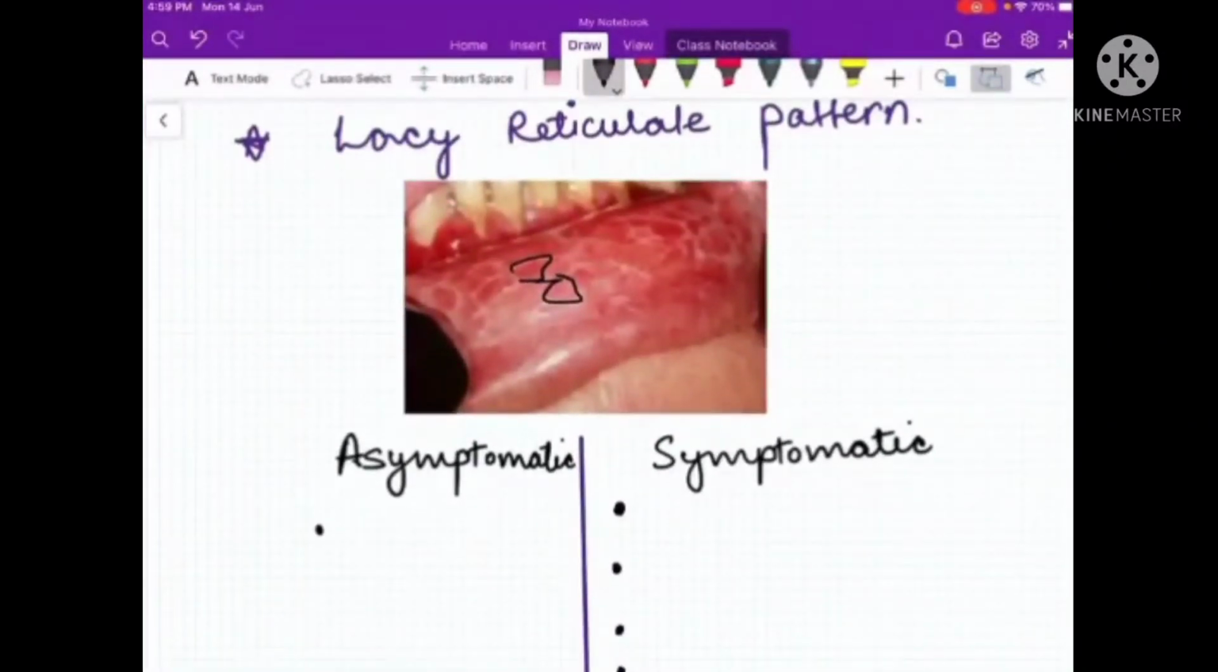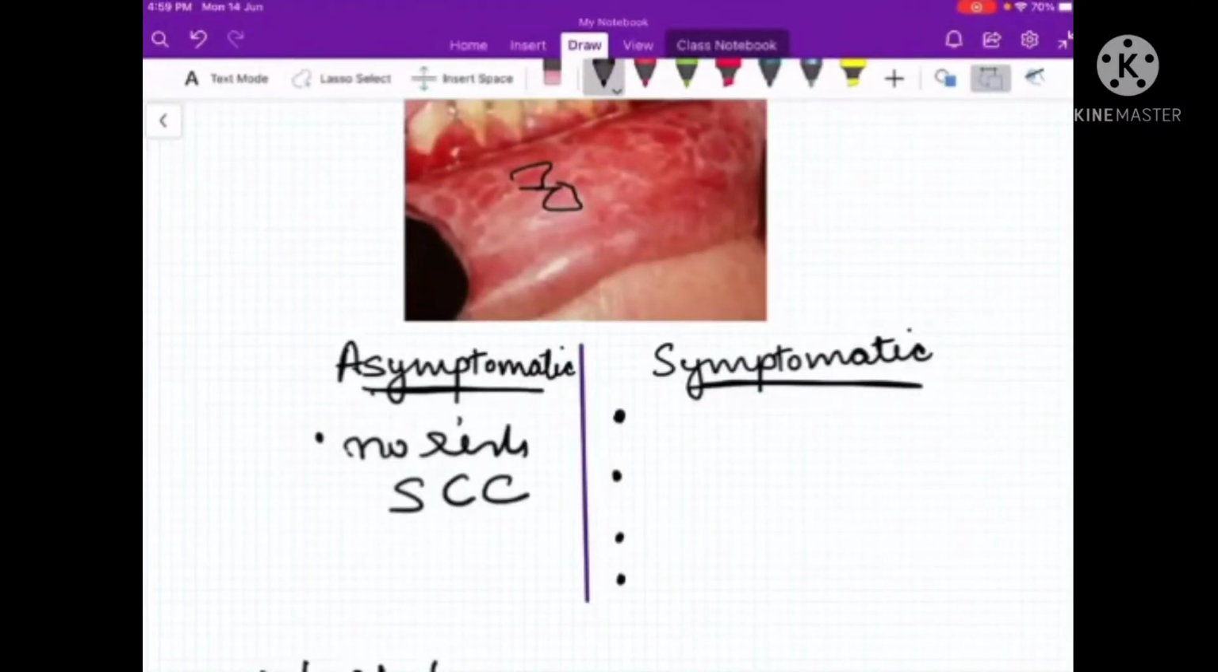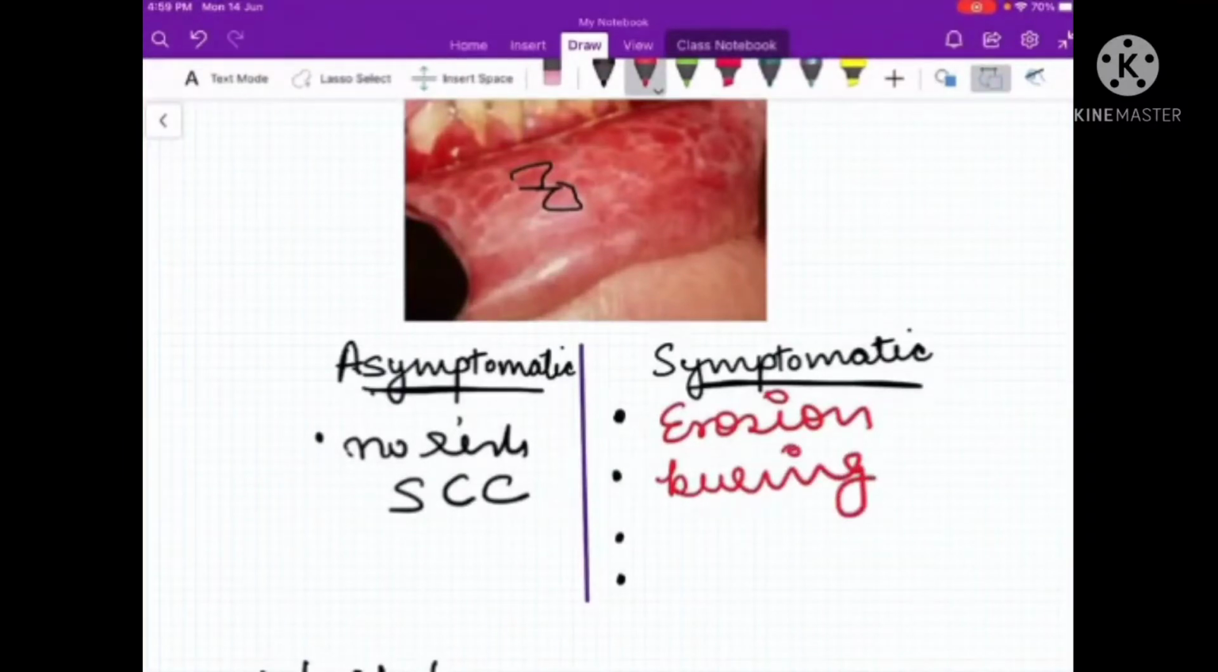in the mucosa. Now there are 2 types, asymptomatic and symptomatic. Asymptomatic has no risk of developing squamous cell carcinoma, whereas the symptomatic one is called erosive. These have a burning sensation in them, and they have a risk of squamous cell carcinoma.